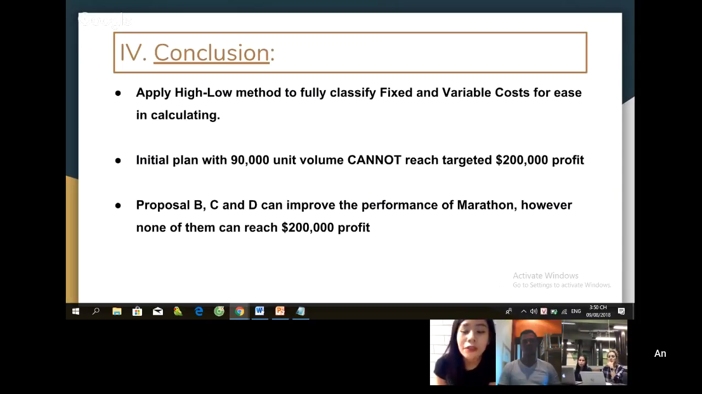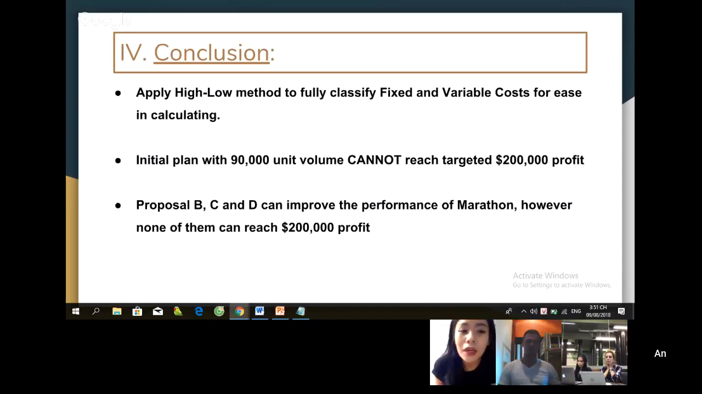So in conclusion, firstly, it is highly recommended to use the high-low method to clearly classify fixed cost and variable cost from the actual cost we submit in real life, which means they are both variable cost and fixed cost. So we have to clearly classify them all. And secondly, Marathon cannot expect a target profit of $200,000 if they only sell 90,000 units. And plan A would definitely be removed because it generates negative income. So only plans B, C, D are in concern, but none of them can reach the target profit of $200,000.